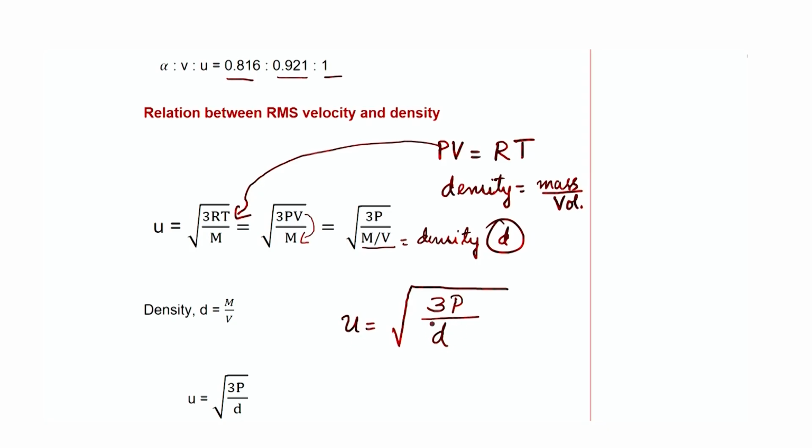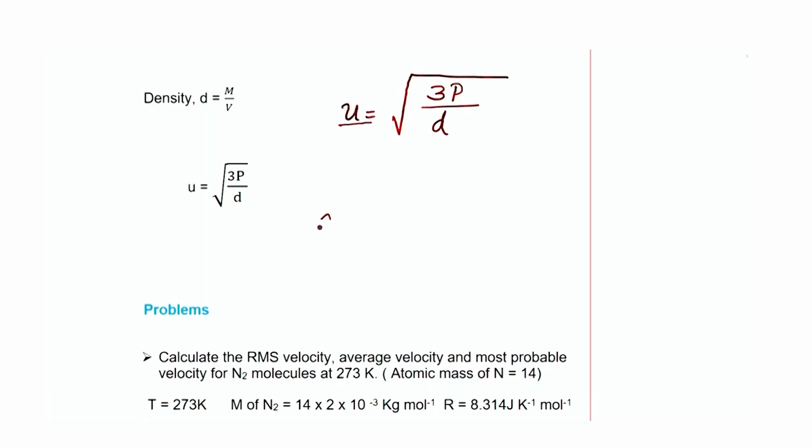When density increases, that is naturally when mass increases. What is happening to that? It is in the denominator. What will happen to the velocity now? It decreases because that is in the denominator. So, the effect of density is, as density increases, u decreases. That is the root mean square velocity.